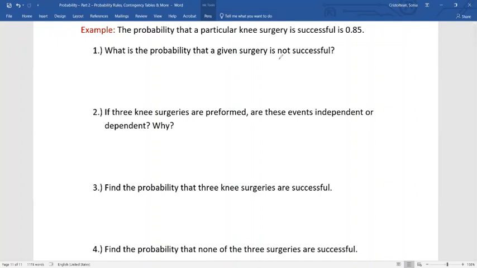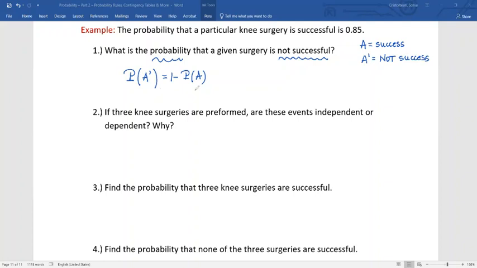In order to find out the probability that a given surgery is not successful, you'll simply apply the complement rule. You write down that the probability of not being successful is 1 minus the probability of being successful. This is the complement rule, right? So if we say A is a successful knee surgery, this is the event, and let's just call it success. Now A prime will be not success. You simply apply the rule. So the probability that a knee surgery is not successful, based on this given information, will be 0.15.